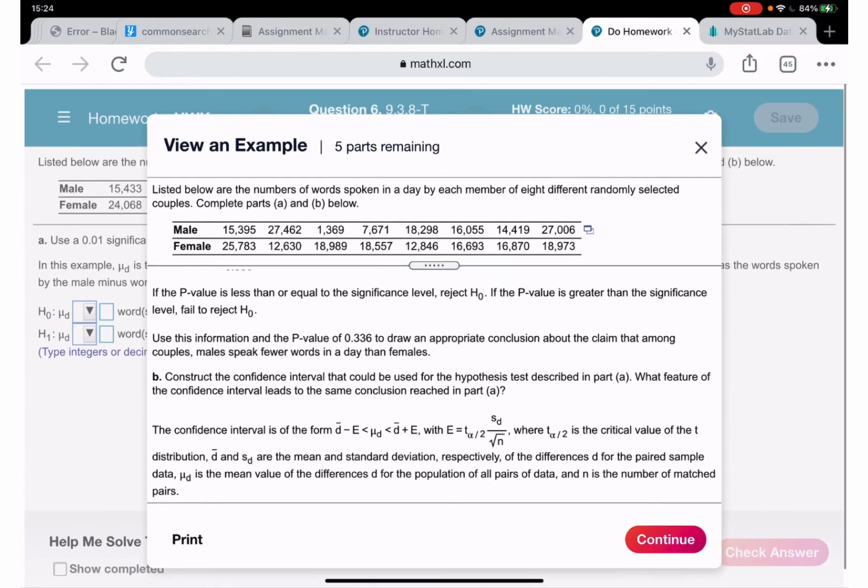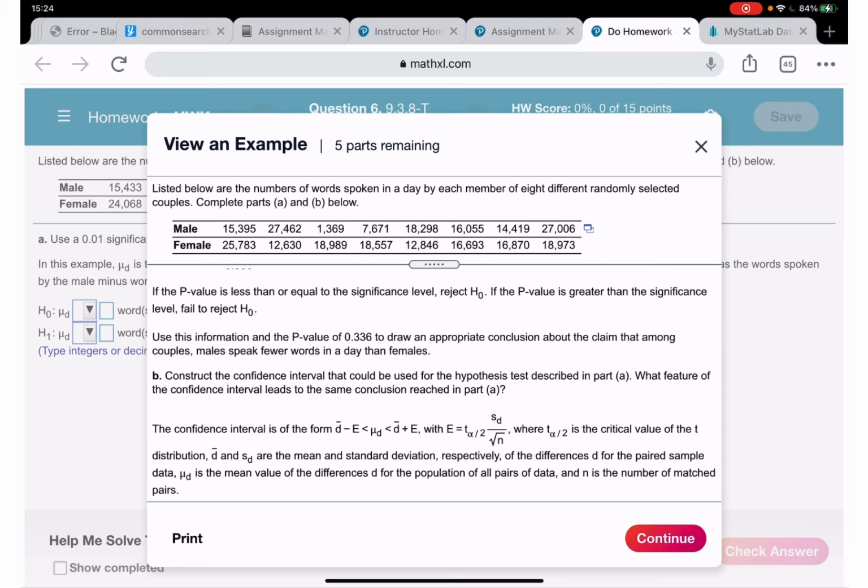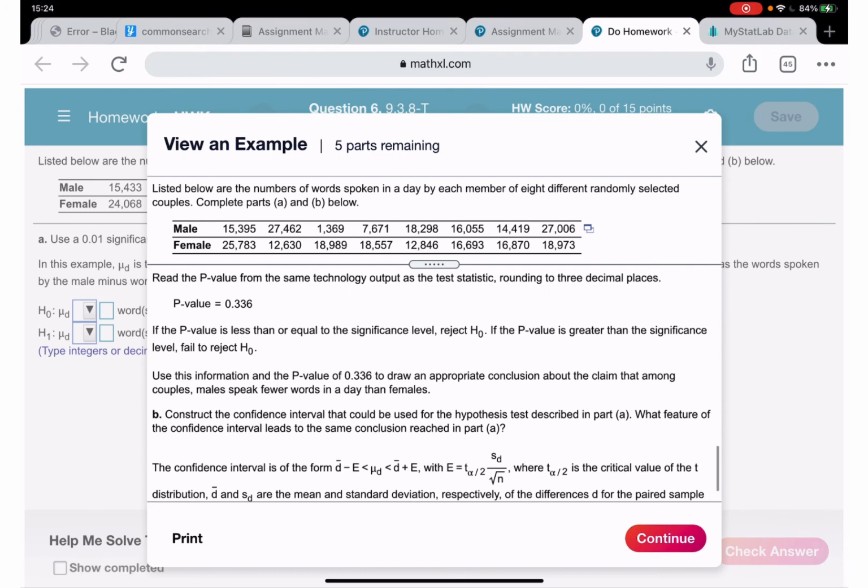Why? Because our p-value, which was 0.336, is greater than alpha for the left tail, 0.05, and that means we fail to reject the null hypothesis. We fail to reject the null hypothesis, we reject the alternative. Which means there is not enough evidence to support the claim.